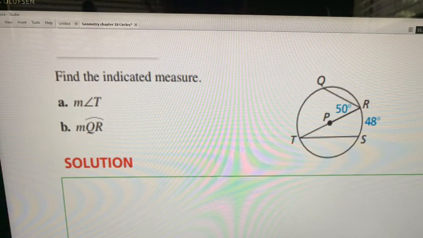Okay, let's look at this problem. Find the indicated measure. First, we need to find the measure of angle T and then the measure of arc QR. Pause the video and restart it when you're ready for the answer.